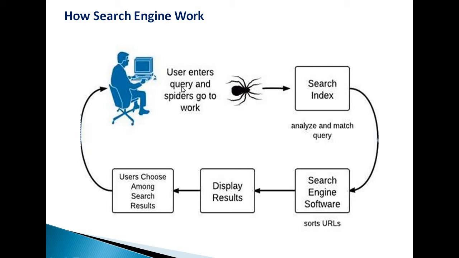Search engine, user query, the spider, the crawler you can say, the robot you can say. The spider is called a robot, the spider is called a squirrel. Then the search index, from where it moves to the search engine software which displays the result, and the result is sent back to the user related to the user query. So here is the process of how a search engine works.